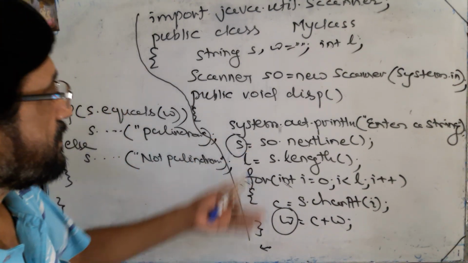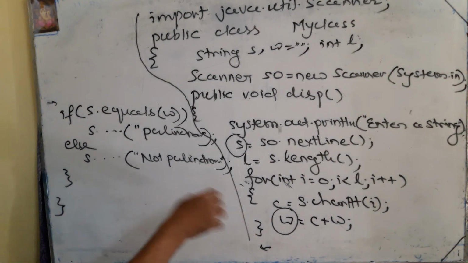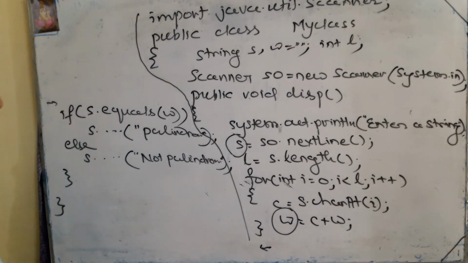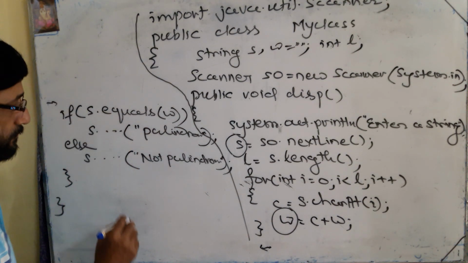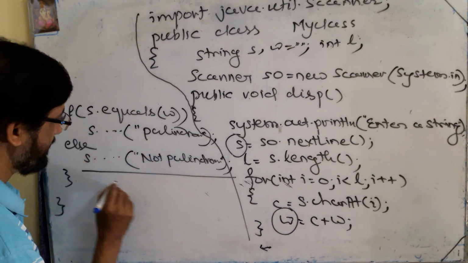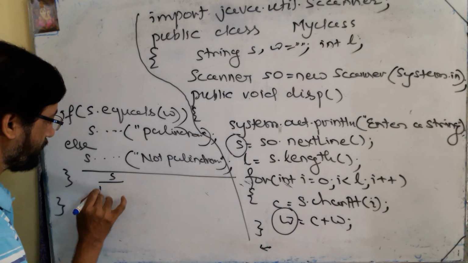Let us discuss this again by taking a variable. As I have taken the input, the input data is mom and the output data is mom. Let us see what we are getting. So our input data is s, and its value is mom.